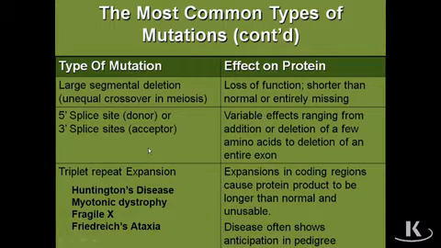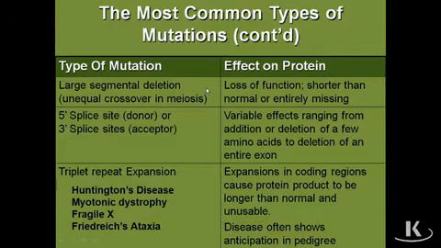Some other types of mutations that you're going to be reviewing, and you'll be reviewing some of these in medical genetics as well, are the following. There's large segmental deletions. Now, what this means is that during meiosis, there might be unequal crossover that happens during the homologous recombination step, in which your maternal and paternal homologous chromosomes exchange information.